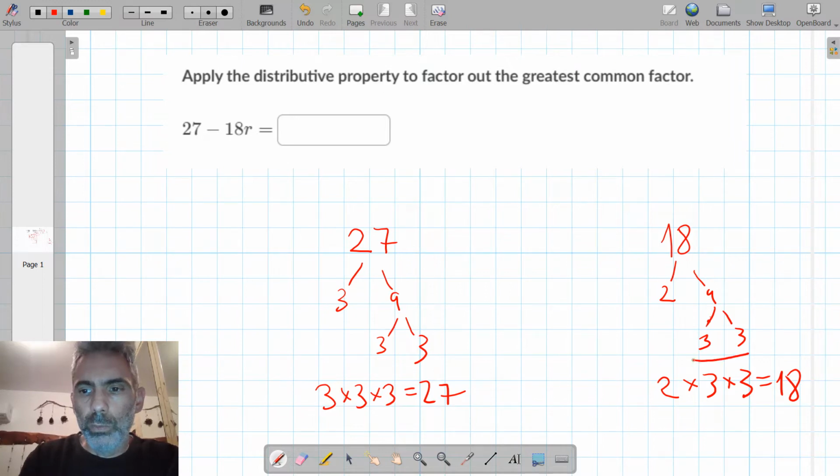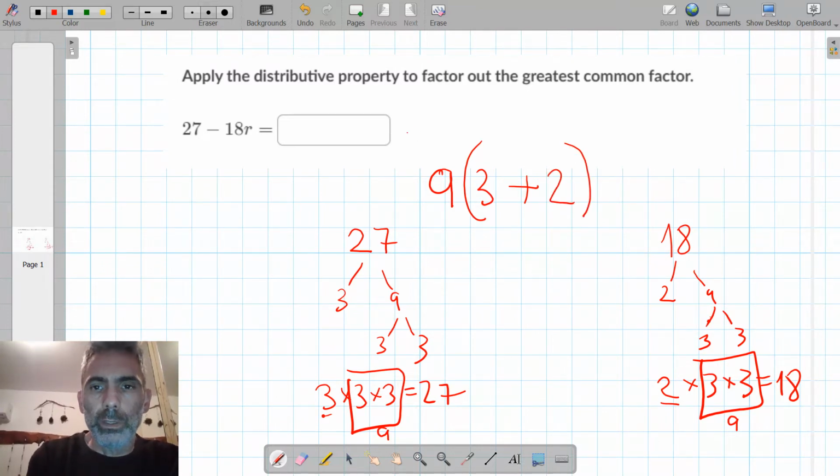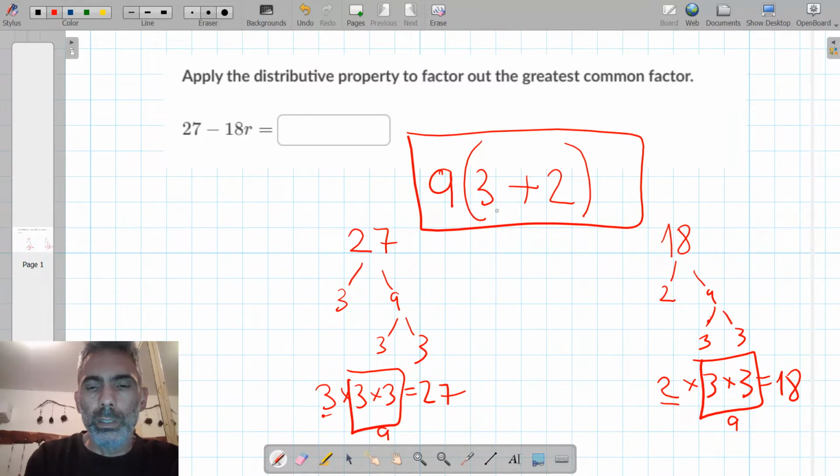What do we have in common? We have in common 3 times 3, which is 9, and the other prime factors have nothing in common, so 9 is the greatest common factor. So 9 times... 27 divided by 9 is 3, and 18 divided by 9 is 2. So the factored out expression is 9 times parentheses 3 and 2.